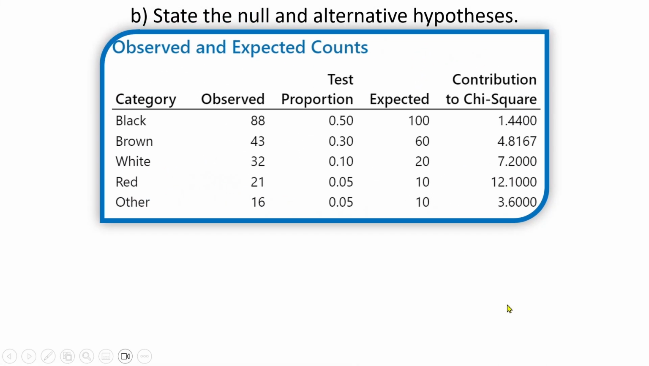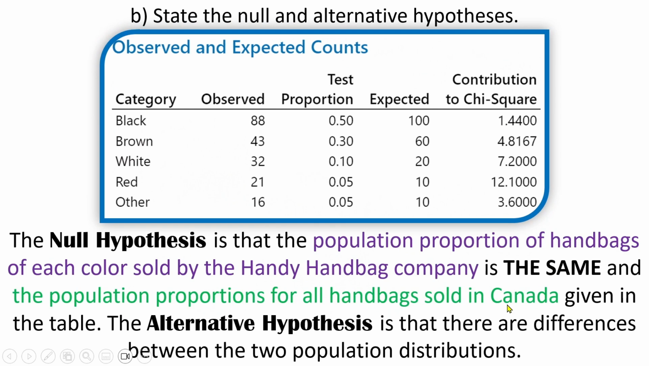Okay, next one. State the null and alternative hypotheses. Here, we could say it in words. Probably that's the easiest way to do it. The null hypothesis is that the population proportion of handbags of each color sold by the Handy Handbag Company is the same as the population proportions for all handbags sold in Canada.